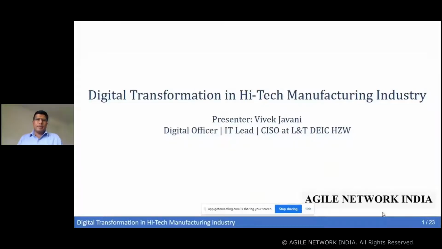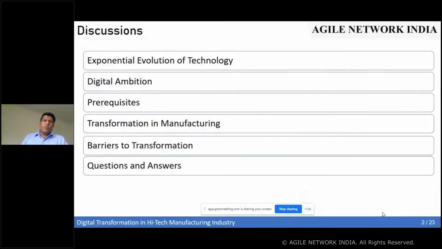When I say digital transformation in the high tech manufacturing industry, we will see the way I look at it, or how over the years I have learned to look at the purpose of digital transformation, and how we have gone ahead. It is applicable for any product, or to some extent even the service industry. What I'll be discussing in the next 40 minutes is something like this.